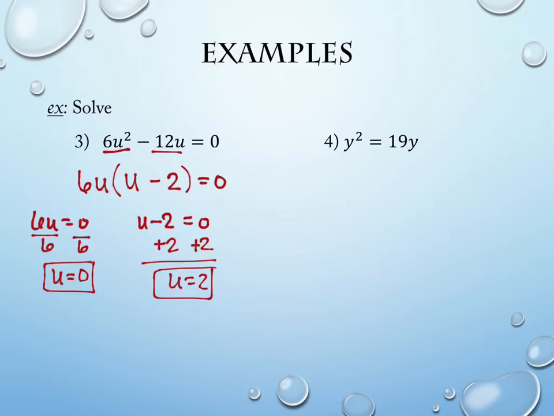Number 4 is not set up correctly. Why not? I don't have it equal to 0. Yeah. Or you could say I have things on both sides. There's something that's still present on both sides, like variable components, number components that are not 0. So what do I need to do in order to get it to be equal to 0? Because that's where it has to start.